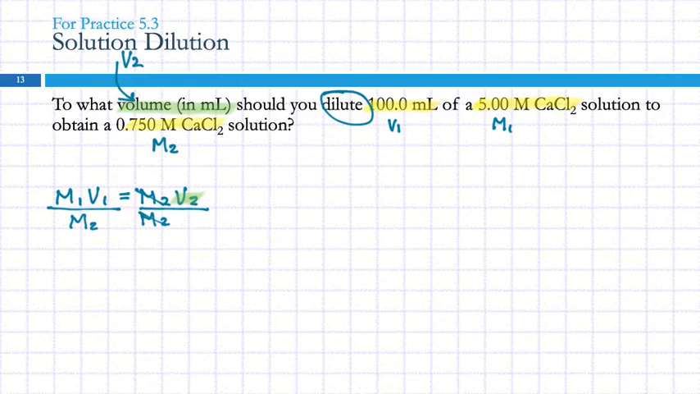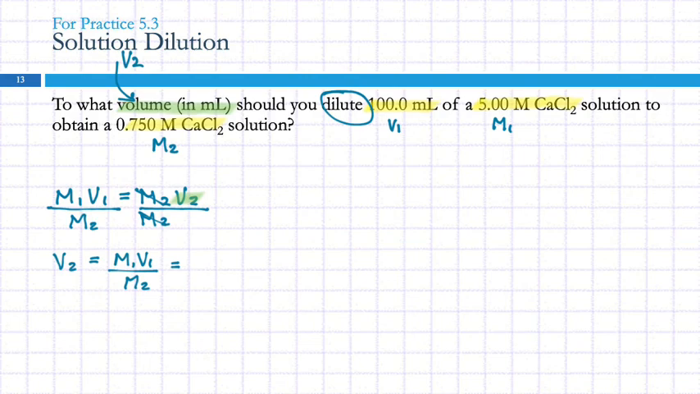Okay? And it's super easy to mix up your 1s and 2s. So write it down and look at it carefully. And then copy it down again. So the thing we're finding, V2, is equal to M1V1 over M2. And make sure that was 1 and 1, and 2 is in the bottom. Okay. So now we can put our numbers in.